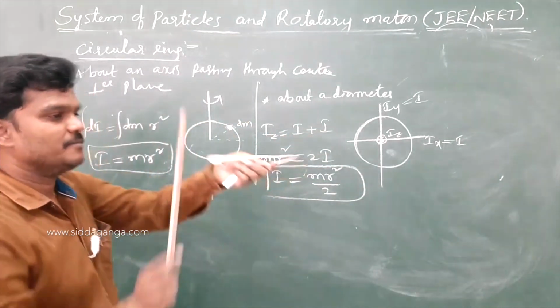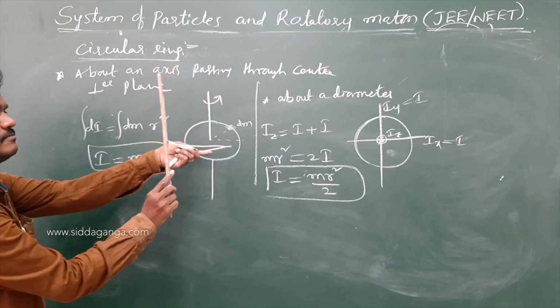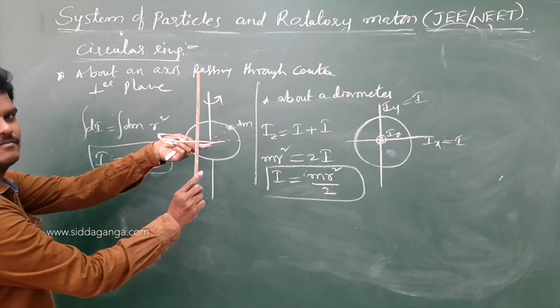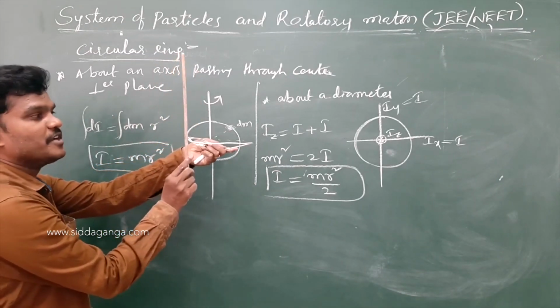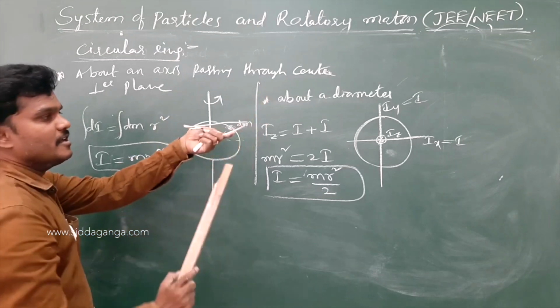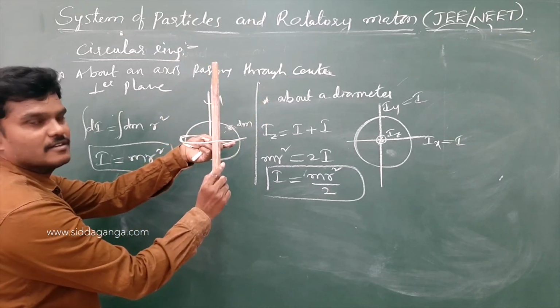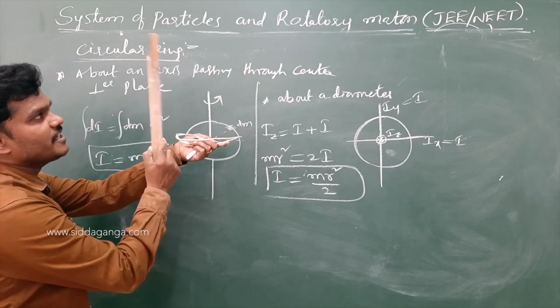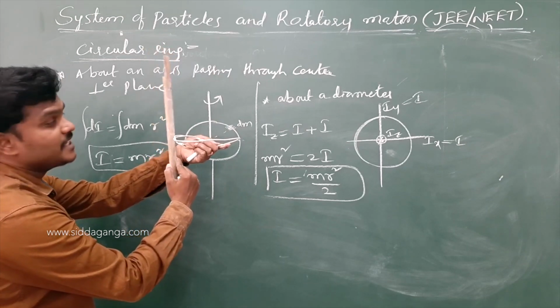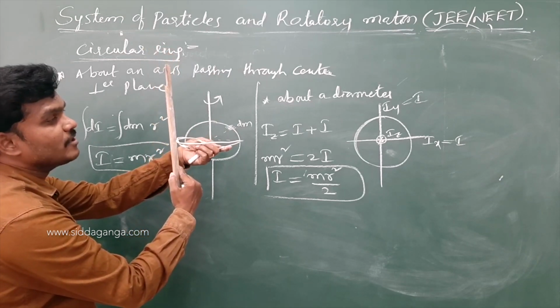Tangent means, let me draw the tangent like this. About this, MR square, about a tangent perpendicular to the plane. See, this is the plane. So this is the MR square. Now let me find it about this tangential line, the tangent perpendicular to the plane of the ring.